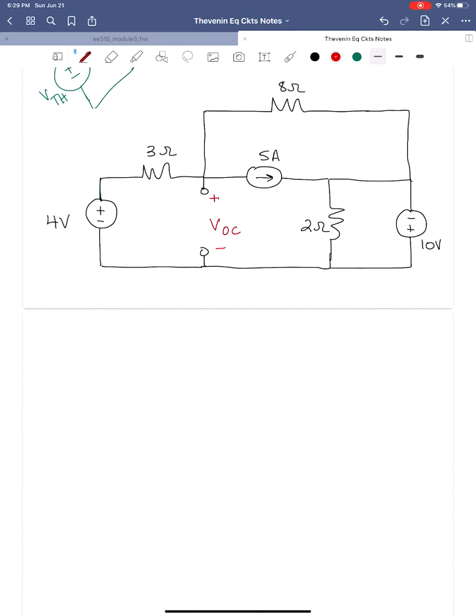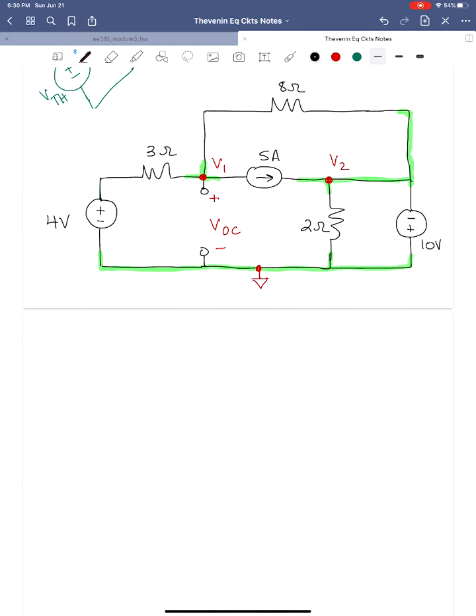So I grounded this bottom node, and I'm going to highlight the nodes here. So I've got a node down here at the bottom. Okay, I've got a node here, and then I've got this node here. Okay, so I'm going to ground this bottom node. This will be our reference node. I'm going to call this node voltage here V1 and this one here V2.